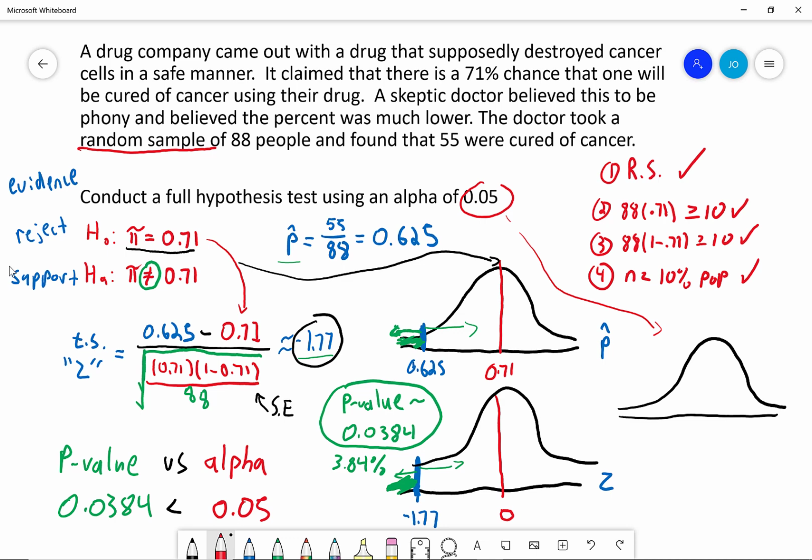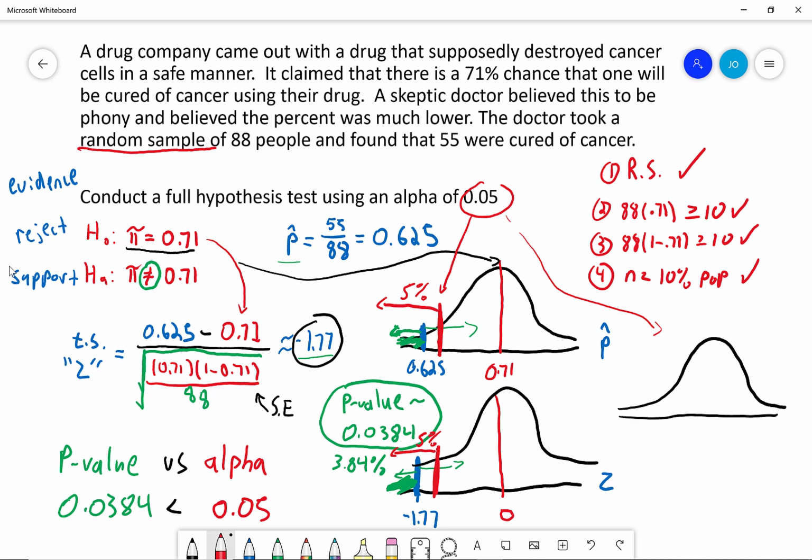Here's what we technically were doing using alpha before. Over here, I'm going to draw little red lines, and think of this as some value associated with alpha. Everything to the left is 5%. What that would be saying is anytime you got a sample proportion inside of this 5% region we created, your p-value would be less than alpha, and you would have enough evidence to support HA.